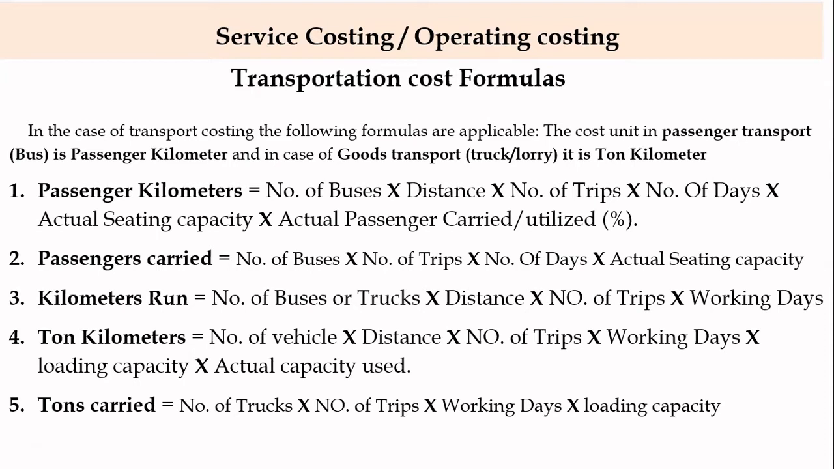Ton kilometers is equal to number of vehicles. Tons means it is a goods carriage, trucks or lorries, not for buses. For buses, we have to use passenger kilometer. For goods carrier vehicles, we have to use ton kilometers. Number of vehicles into distance into number of trips into number of days into loading capacity and actual capacity used.